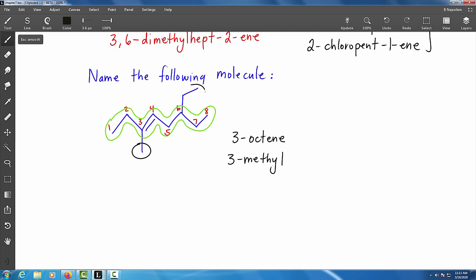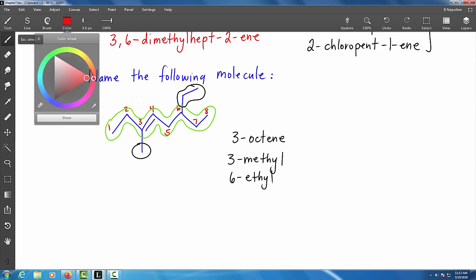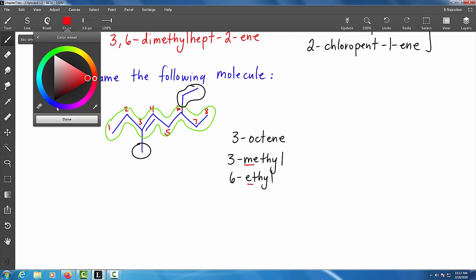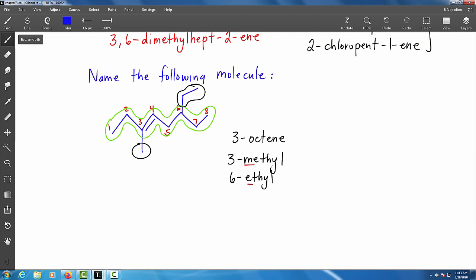And what I have coming off of carbon 6, you recognize as an ethyl. So all I have to do is put these in alphabetical order. It's the same process as your alkanes. So I would have 6-ethyl-3-methyl-3-octene.